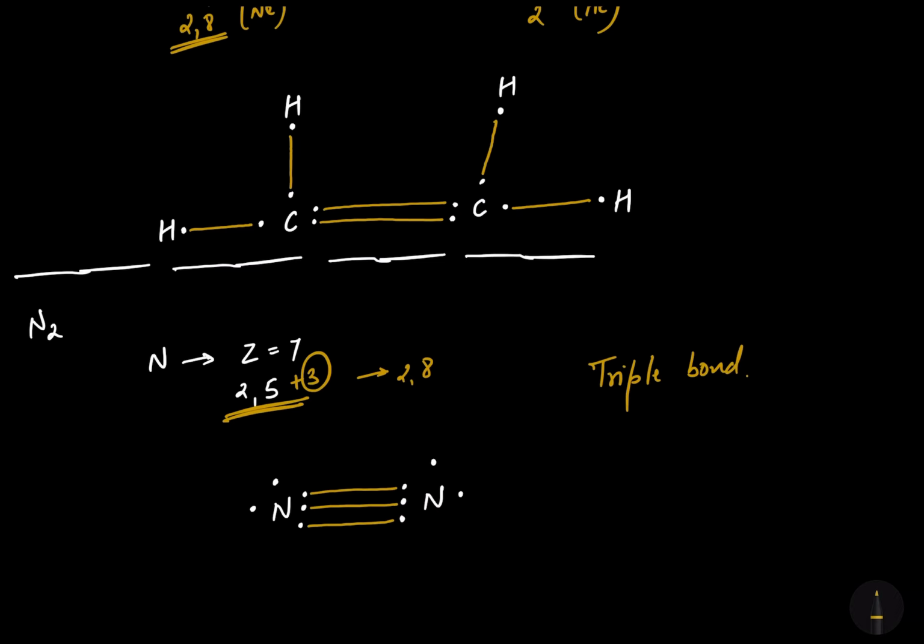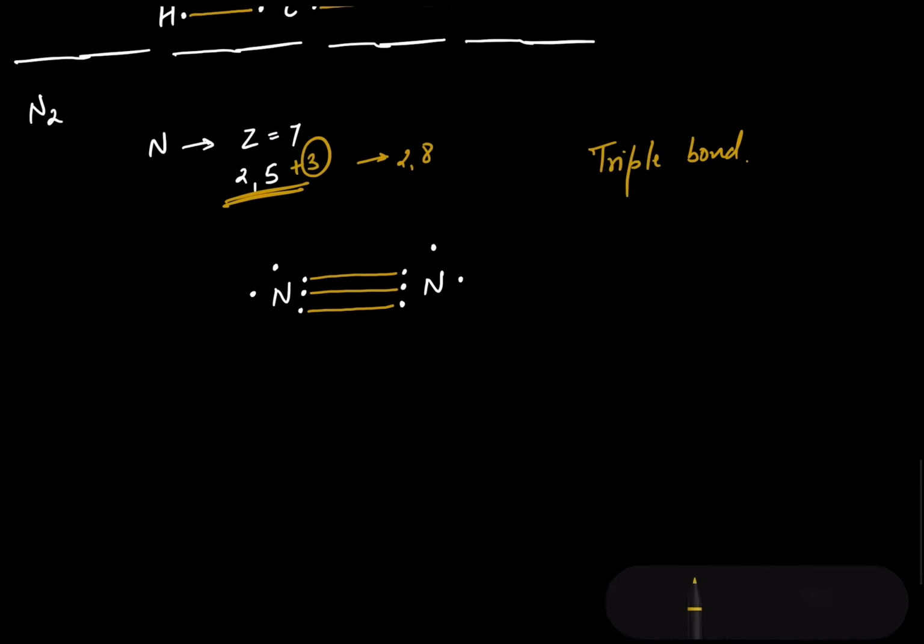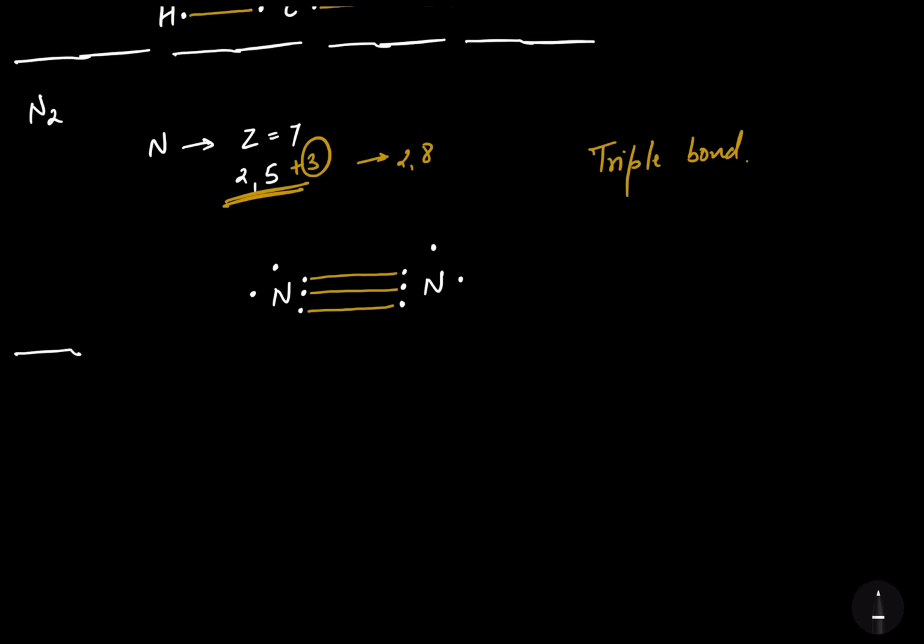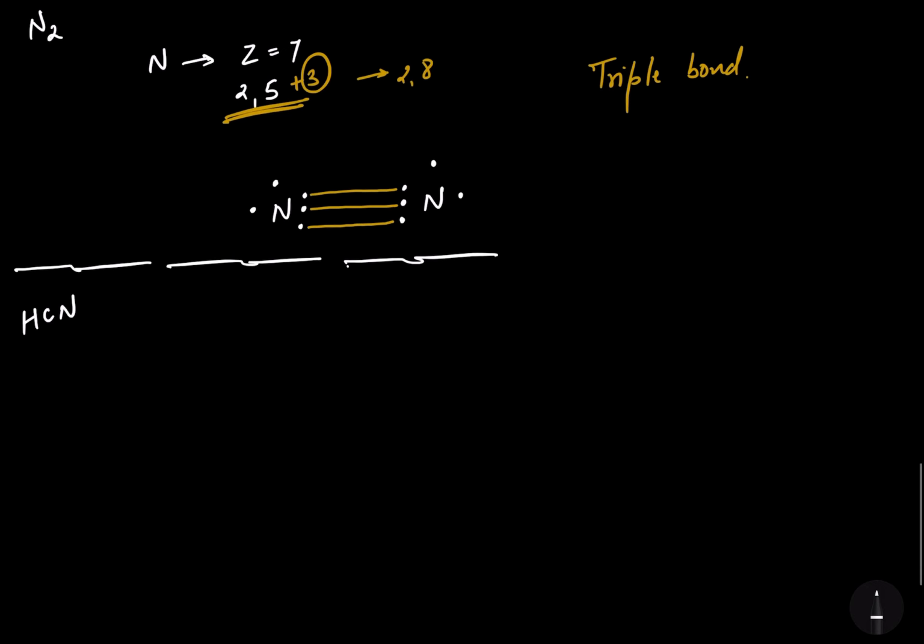Now let me take another example of a triple bond. We are taking the example of HCN. Hydrogen's atomic number is 1, and its electronic configuration will be 1. Carbon's atomic number is 6, and its configuration will be 2, 4. Nitrogen's atomic number is 7, and its configuration is 2, 5.